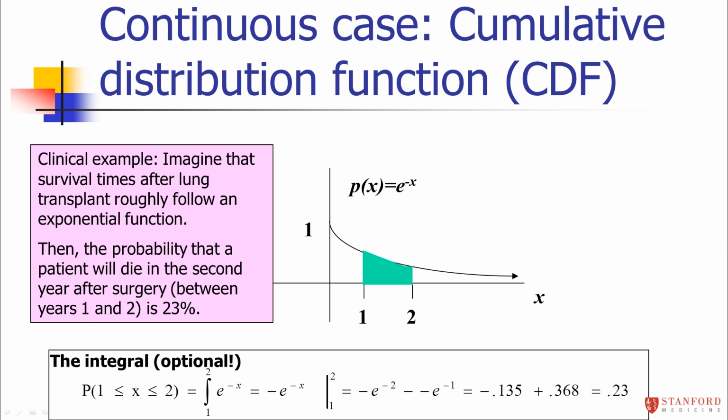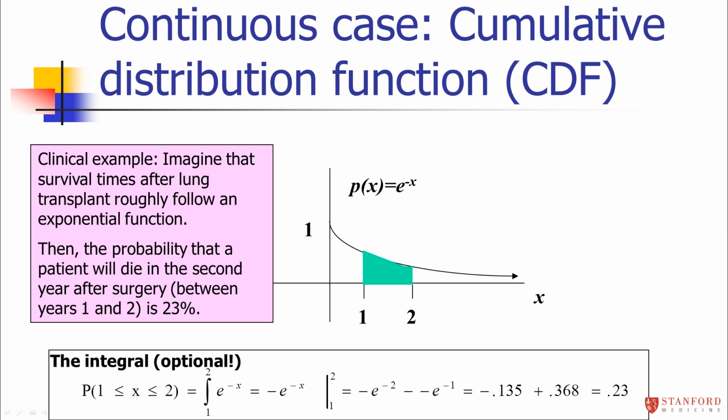So let's say that we did a study and we found out that survival times after lung transplant roughly follow an exponential distribution, an exponential function. So people are dying after a lung transplant at a certain rate. If it approximately follows an exponential function, then we can use that information to calculate the probabilities of survival in different time periods.